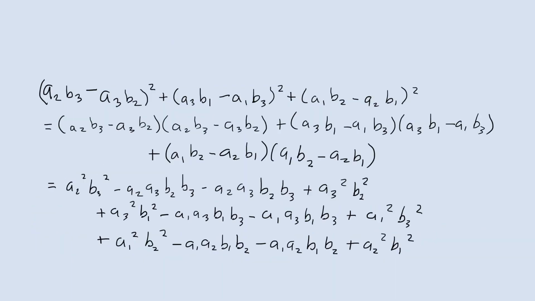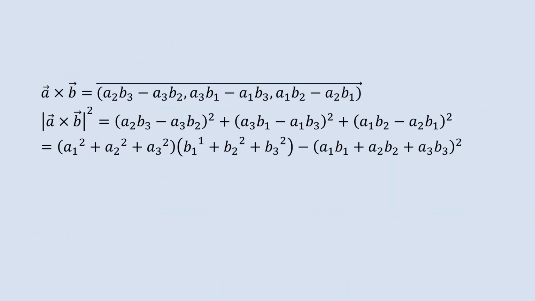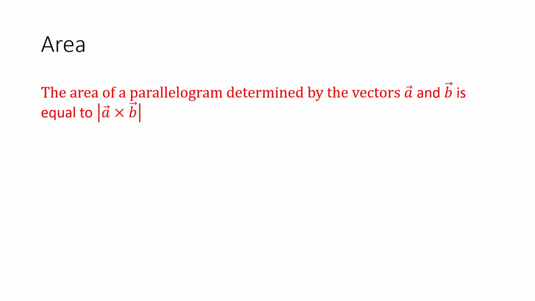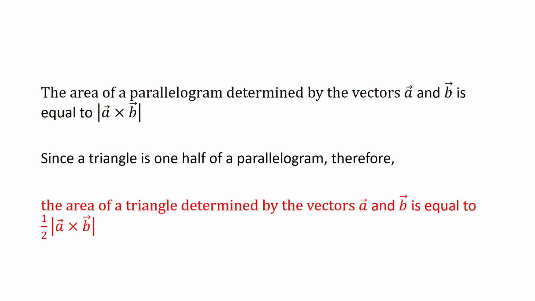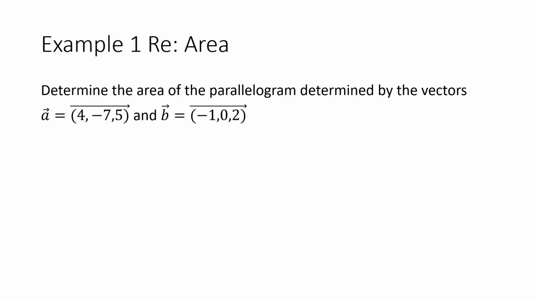Now, in a previous video, we went through and established some formulas that are going to help us next. One of the formulas that's going to help us is to know that the area of a parallelogram determined by the vectors A and B is equal to the magnitude of the vector A cross B. And since a triangle is 1/2 of a parallelogram, therefore the area of a triangle determined by the vectors A and B will equal 1/2 times the magnitude of A cross B.